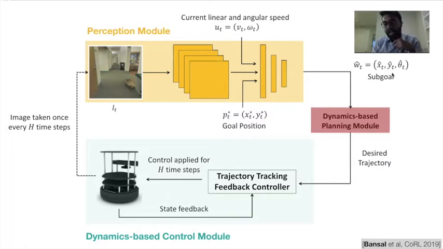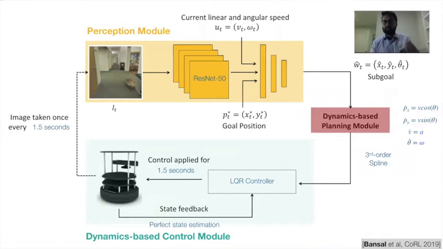Once we have the sub-goal that we want to go to next, we use the dynamics model of the robot, the physics-based model, to come up with a trajectory to that sub-goal, as well as a tracking controller to track that trajectory on the real robot. And then we get a new image and we repeat the entire procedure.